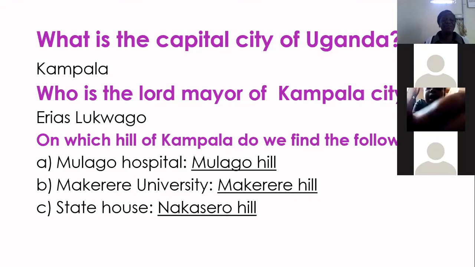Should we continue? This is what I was explaining when I was talking about the hills. I was saying in these hills, we find features or some of the things which are found in these hills. So we have seen here Mulago Hospital, we have Mulago Hill. Makerere University, we have Makerere Hill. State House, we have Nakasero Hill. Then we said the hospital, we have Naguru Hill.